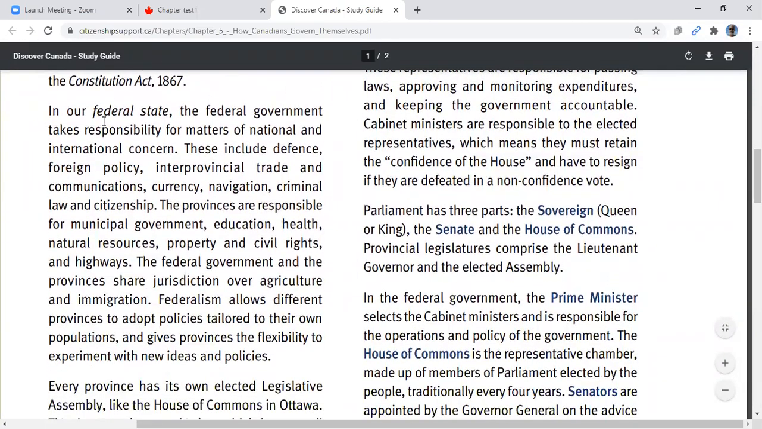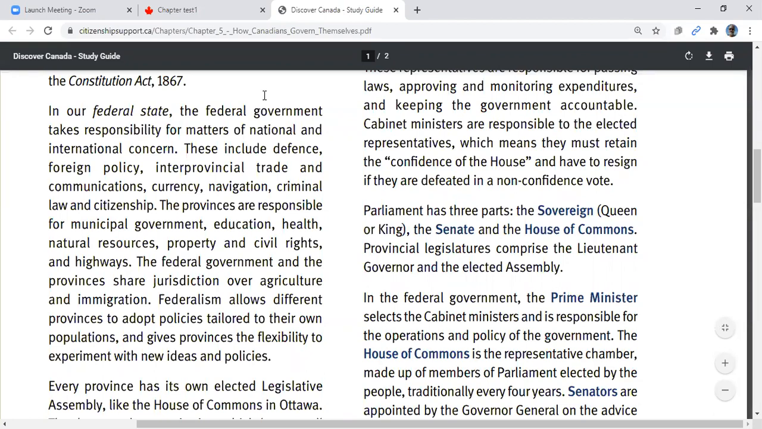Okay, so let's see. Diallo, would you like to do the next part where it says in our federal state? In our federal state, the federal government takes responsibility for matters of national and international concern. They include defense, foreign policy, interprovincial trade and communication, currency, navigation, criminal law, and citizenship. The provinces are responsible for municipal government, education, health, natural resources, property and civil rights, and highways.